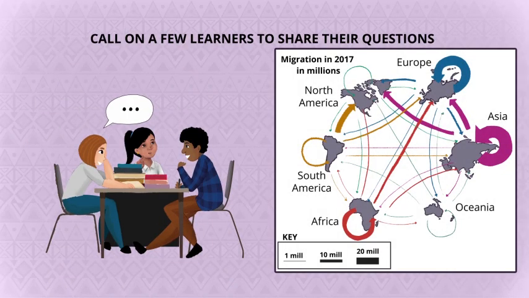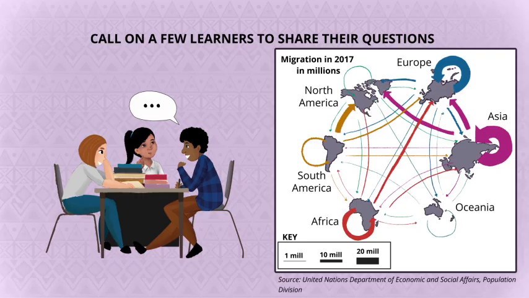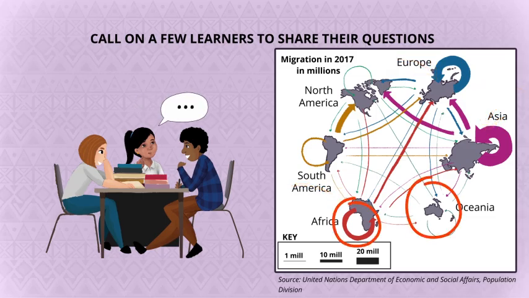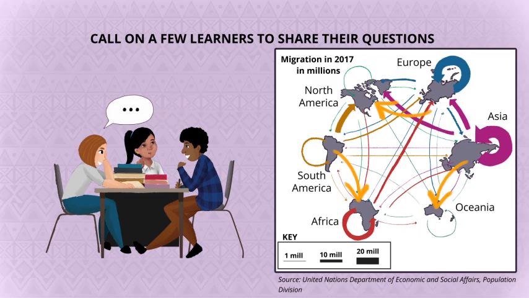What did you find most interesting about this graph? I found it interesting that there was so much migration happening within each continent. To me, it is interesting that most migration happens when people move somewhere else in their own continent. I used to always think of migration as moving, like overseas. Those are both interesting points. Thanks.